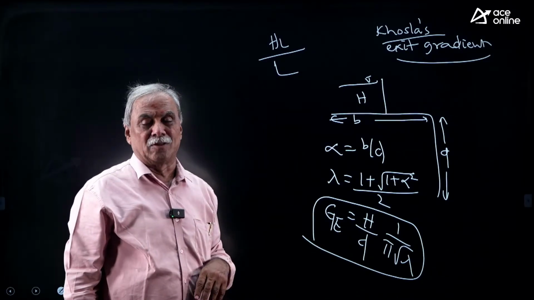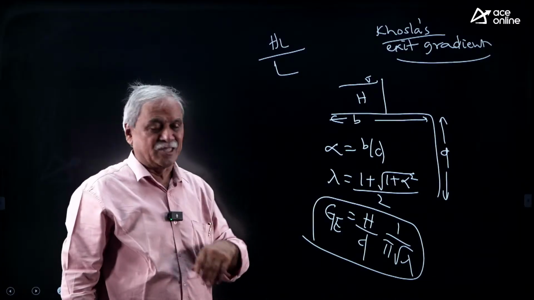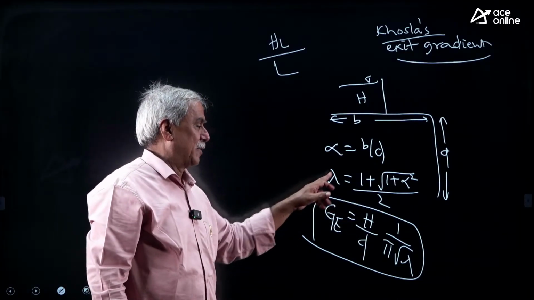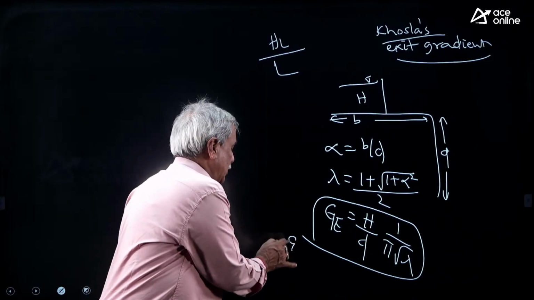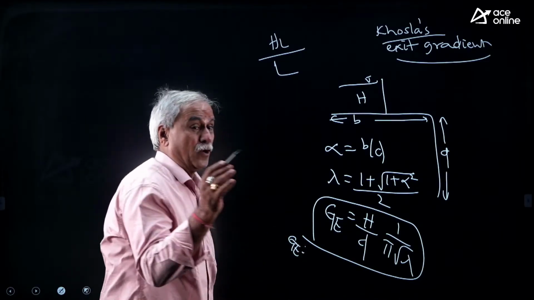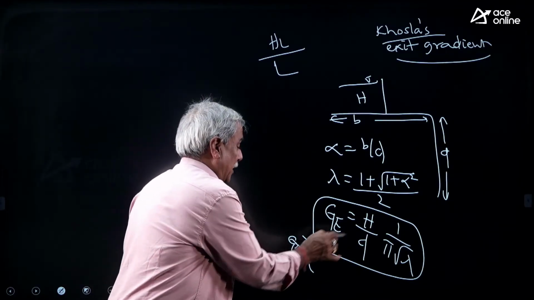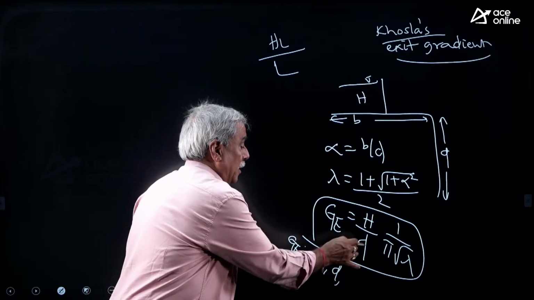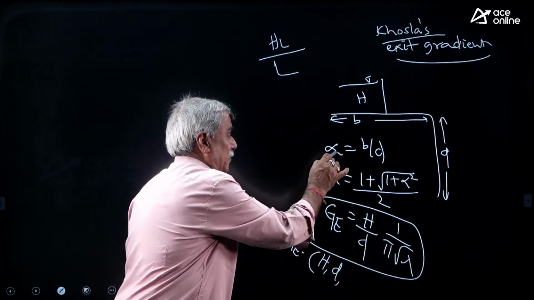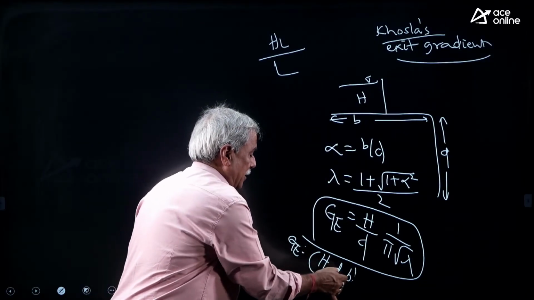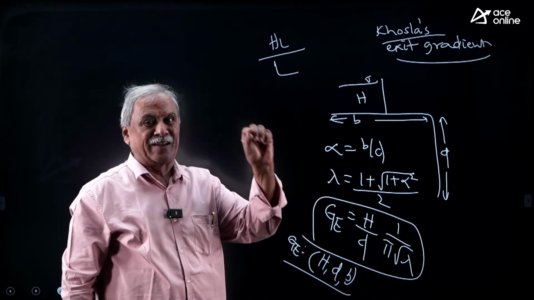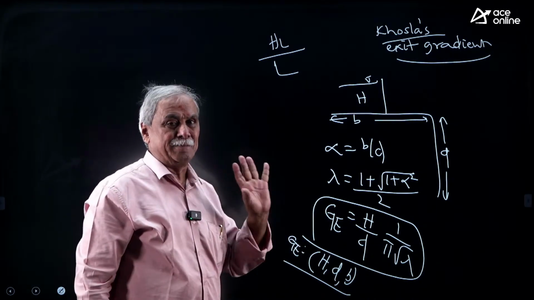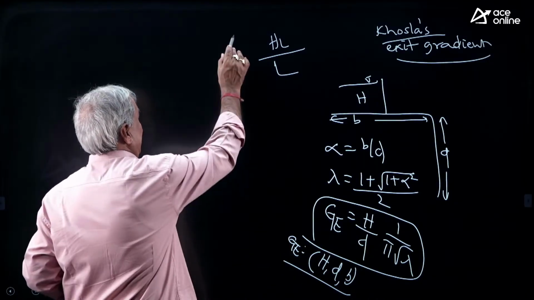What factors will control the exit gradient of a weir structure? H, D and lambda. Lambda depends on alpha. Alpha depends on B and D. So GE is controlled by which of the following combinations? Answer: H, D, lambda, controlled by alpha, controlled by B and D. D is already written, so the three input parameters required are H, D and B. These are one important area.